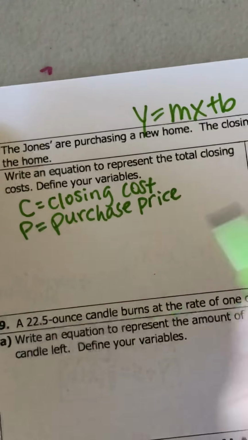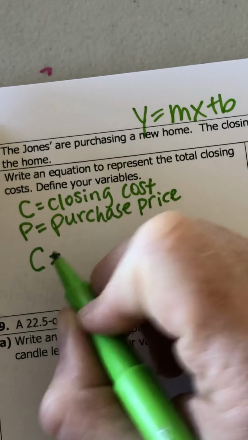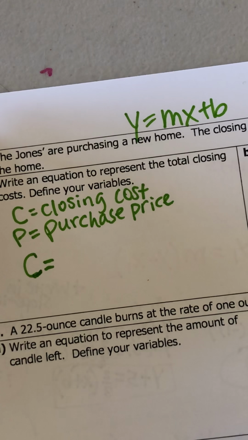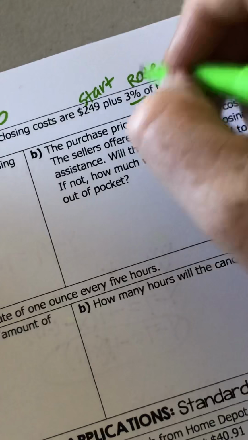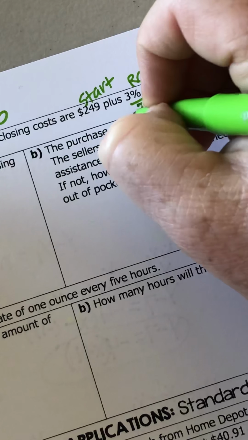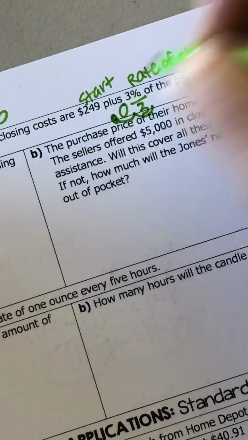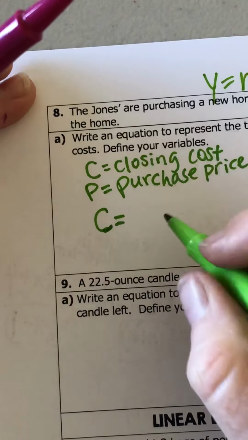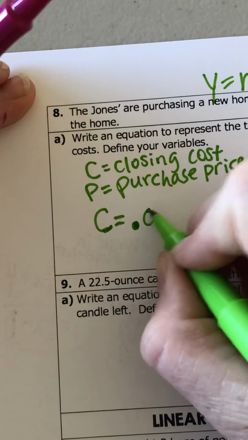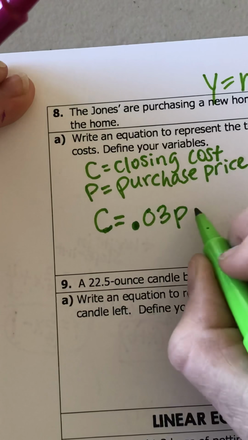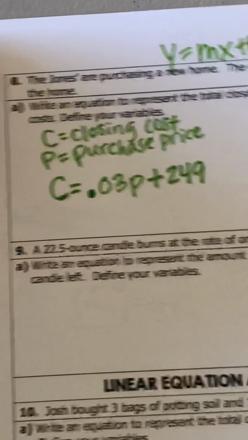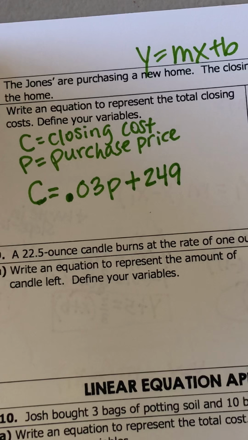Now, this is closing costs are $249 plus 3%. So 3%, we want to change that to a decimal. Okay, so if you move that decimal 2 to the left, that's going to be 0.03. That's how you find a decimal. So this is really going to be, the rate of change is 0.03 P, and it starts at 249. Okay, that's your equation right there.